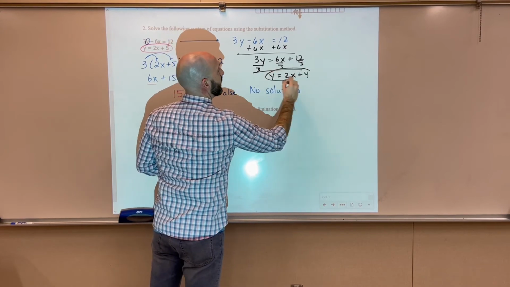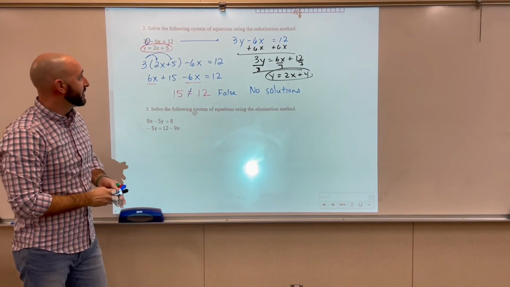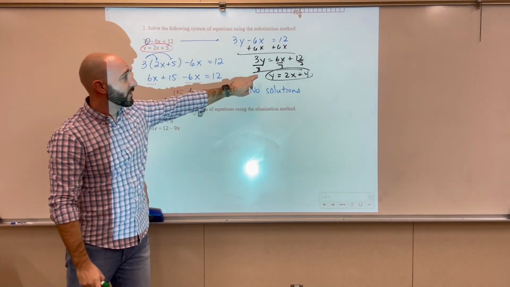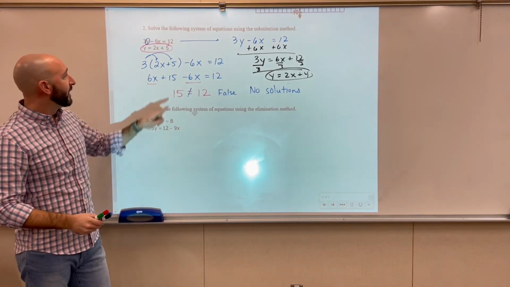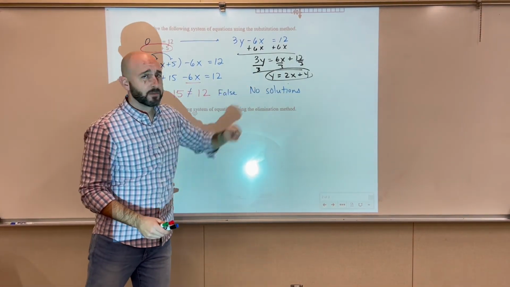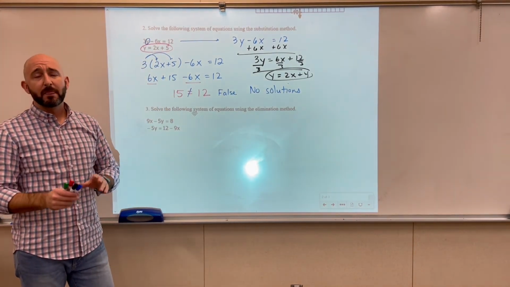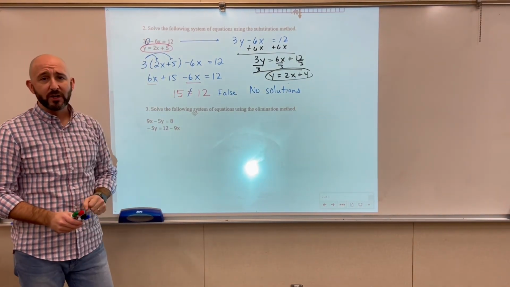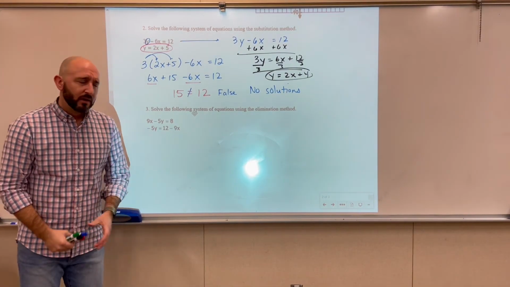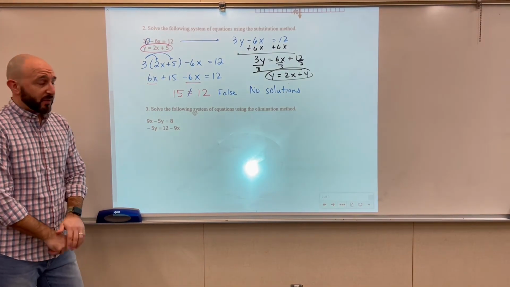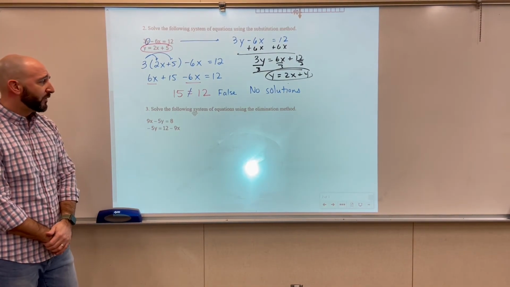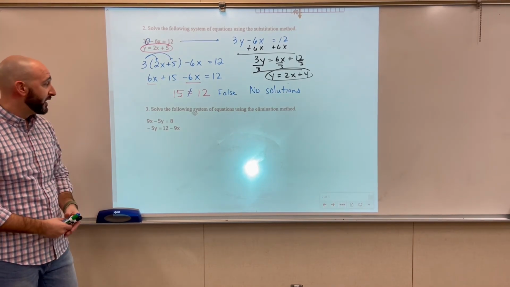So again, if we analyze these two equations, y equals 2x plus 5 and y equals 2x plus 4, they have the same slopes, 2, but different y-intercepts, which means that those two lines are parallel. The system of equations has no solutions. All right, so we're going to do example number 3. This one reads, solve the following system of equations using the elimination method.